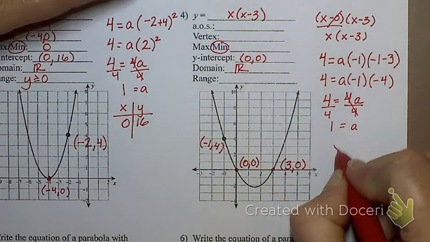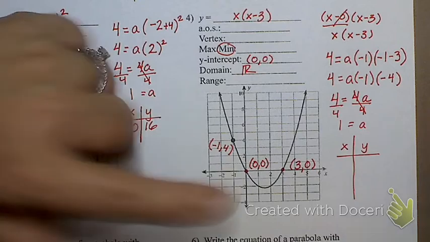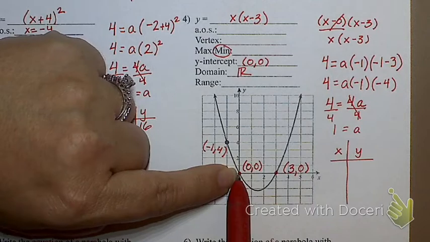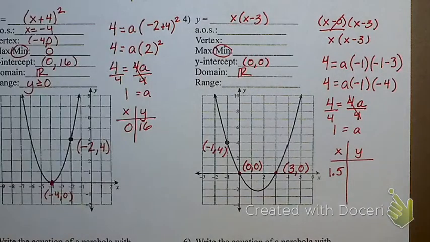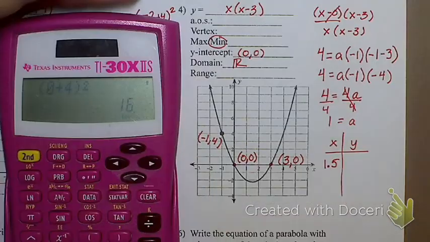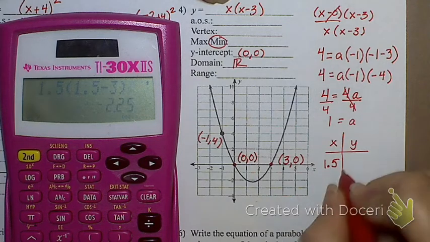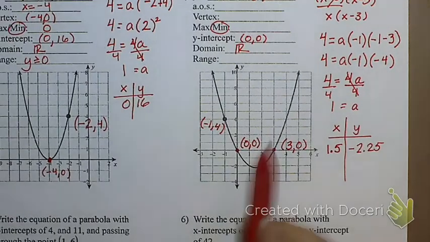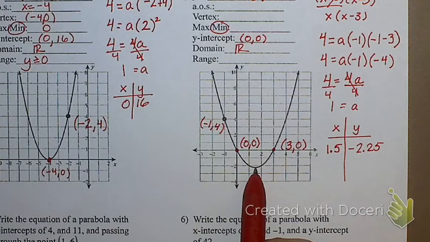Now, I have to do a little XY chart because my vertex isn't very nice. Oh, I do know what my Y-intercept is, so I don't need to worry about that. But my vertex, what is halfway between 0 and 3? 1.5. So I need to plug in 1.5 to find my vertex. If I plug that in, 1.5 times 1.5 minus 3 gives me negative 2.25. On the graph, does that seem reasonable? 1.5 and then a little bit further than negative 2. That looks pretty accurate, yeah?